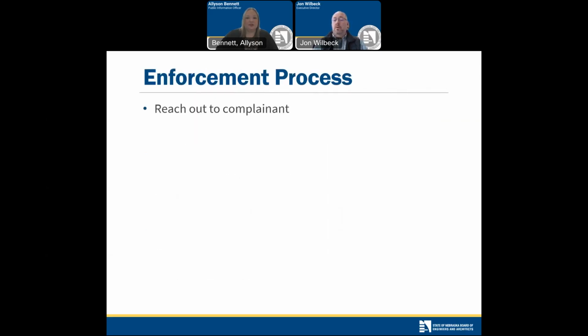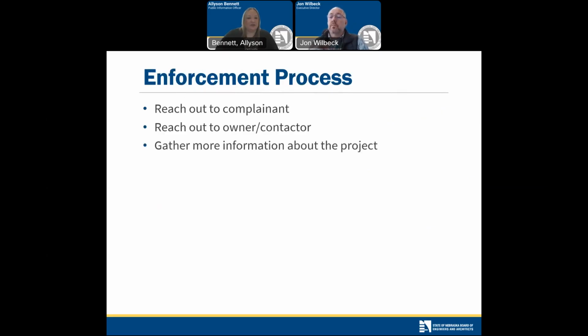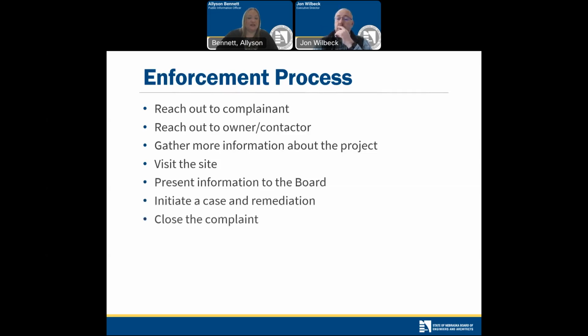So the enforcement process: once we receive a complaint that the person or organization is alleged to have violated the act, the compliance officer will reach out to the complainant to gather more information. They may also reach out to the owner and contractor. Both of these are to gather more information about the project. Additionally, the compliance officer may visit the site. Once they gather all that information, they're going to present it to the board. The board has a few options. They can either initiate a case in order for the project to be remediated by getting a design professional involved, or they can close the complaint.